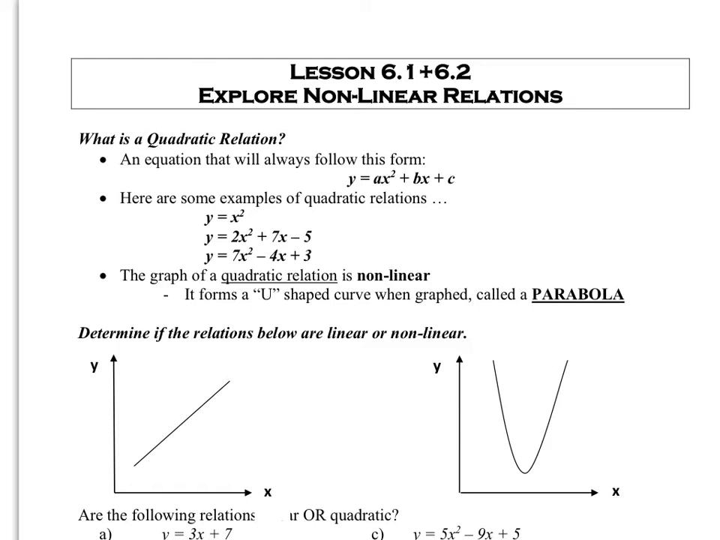What the heck are these quadratic relations? What do they mean? What do they look like? How do we graph them?